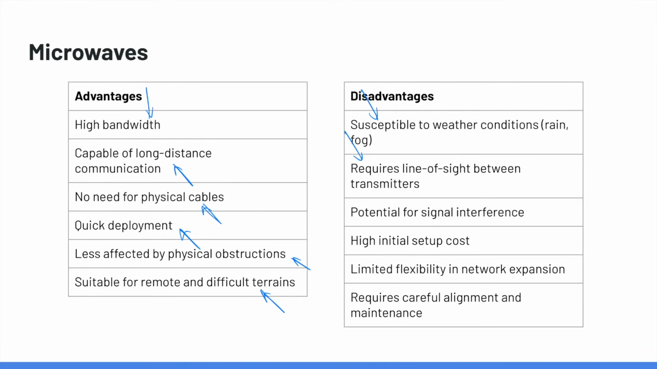They require a line of sight between transmitters, which kind of actually puts this in question as to how they're less affected by physical obstructions. Maybe this is just something that's not really worth mentioning as an advantage because they require line of sight. There's a potential for signal interference. There's a high initial setup cost, limited flexibility in network expansion. Because in Wi-Fi, you just need to broadcast Wi-Fi from an access point, and then computers can connect to it. With microwaves, you actually do need a transmitter and a receiver. And partly because they're line of sight, you require careful alignment and maintenance. So I'd probably disregard this. They do require line of sight between transmitters.